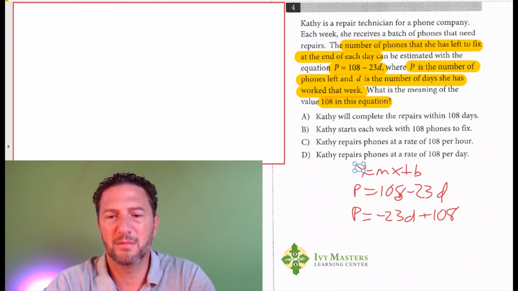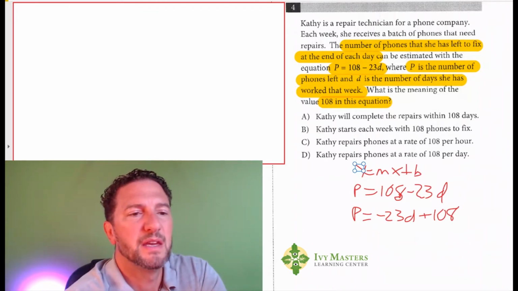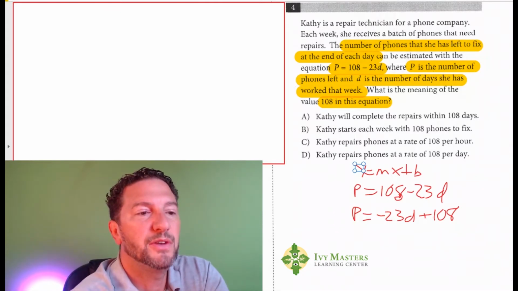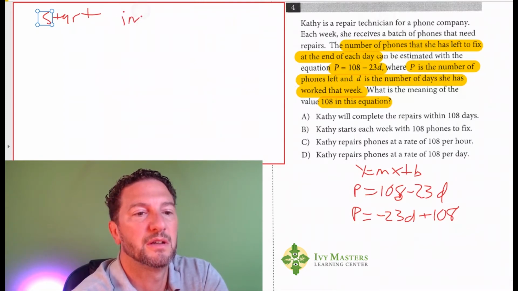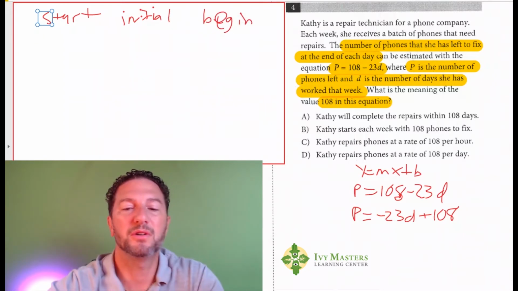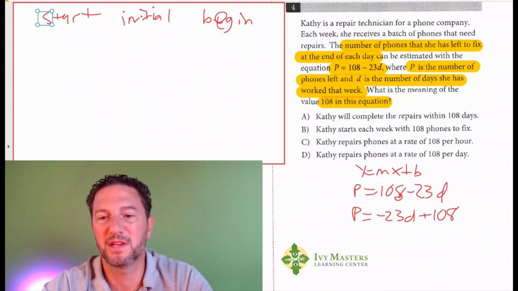And here's the thing about linear equations. If you see the word each, or you see the word per, or you see the word every, then you know you're talking about slope. If you see the word start, or if you see the word initial, or you see the word begin, then you know you're talking about Y-intercept.